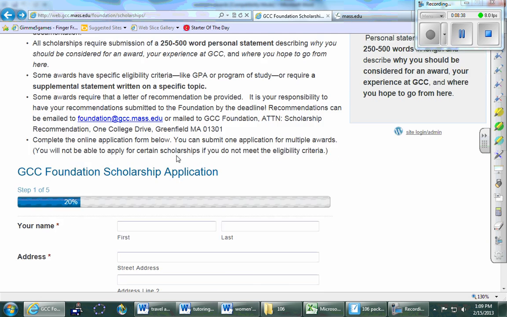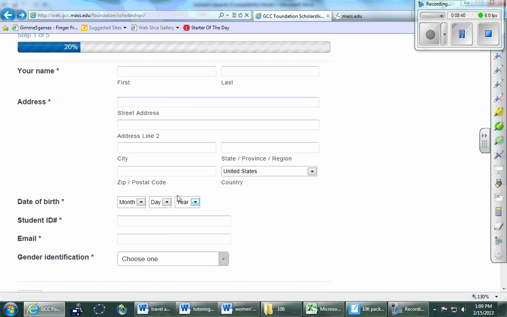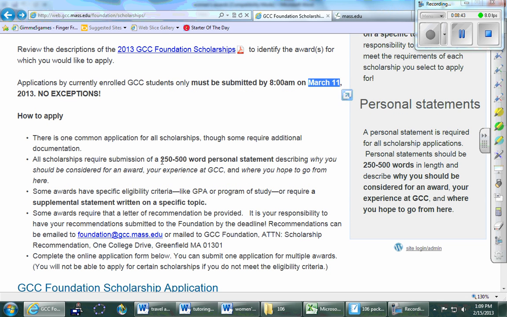There's a common application. Essentially, you're just filling in some basic information about yourself. You need to write a very short personal statement. 250 to 500 words is not long. For many of the scholarships, that is the entire application process. You fill one common application out, you write one short essay, and as you submit your stuff, eventually you'll come to a screen that says which awards do you want to apply for, and you just check the ones you want to throw your name in the hat for, and that's it. It's not like when you're filling out applications to colleges, where it's a different application for every school. This is one application for a ton of scholarships, a ton of money.